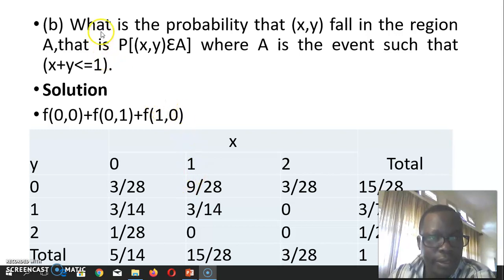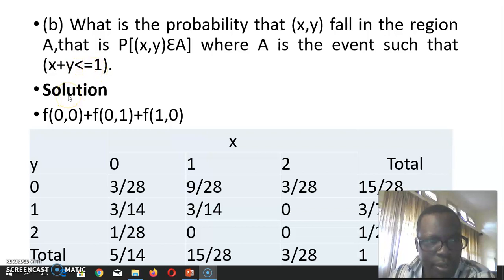The second question says, what is the probability that XY fall in the region A? That is to say, the probability of XY is an element of A, where A is the event such that X plus Y is less than or equal to 1. Remember, X is the number of blue balls, whereas Y is the number of red balls. So the event A is that the sum of the red balls and the blue balls should not be more than 1.